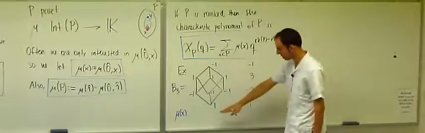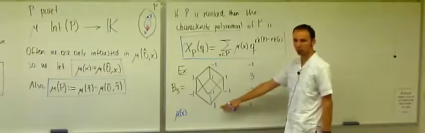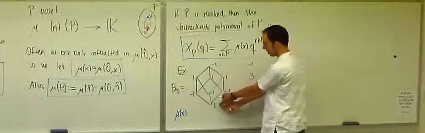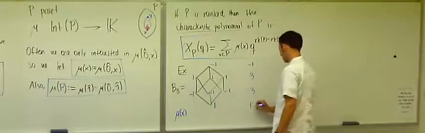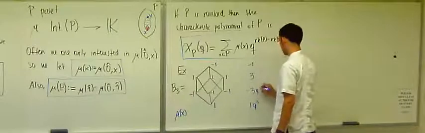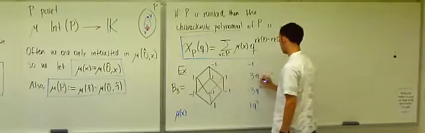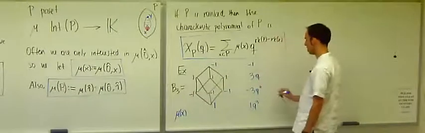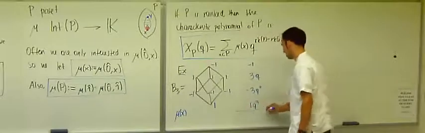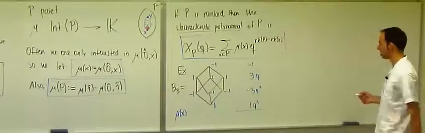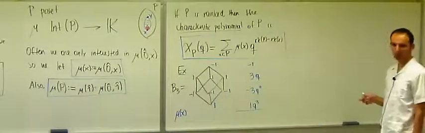Okay? So this guy gives me a q cubed because I start 0, 1, 2, 3. Okay? So I get q cubed. Then this guy contributes q squared. These guys contribute q. And this guy contributes just 1. Okay? So in the end, what do I get? Q cubed minus 3q squared plus 3q minus 1.